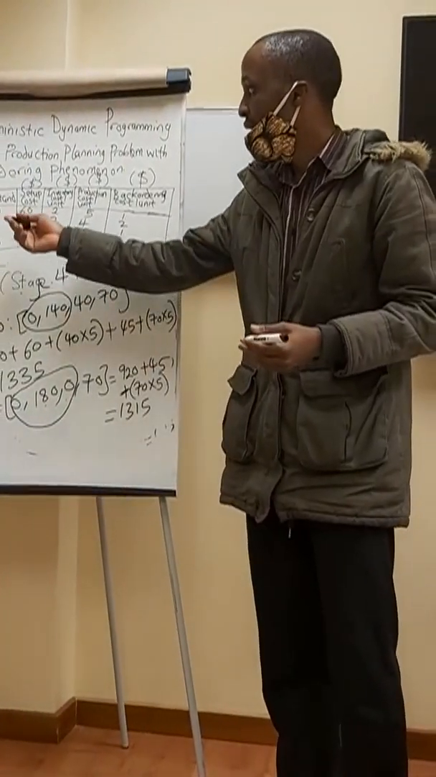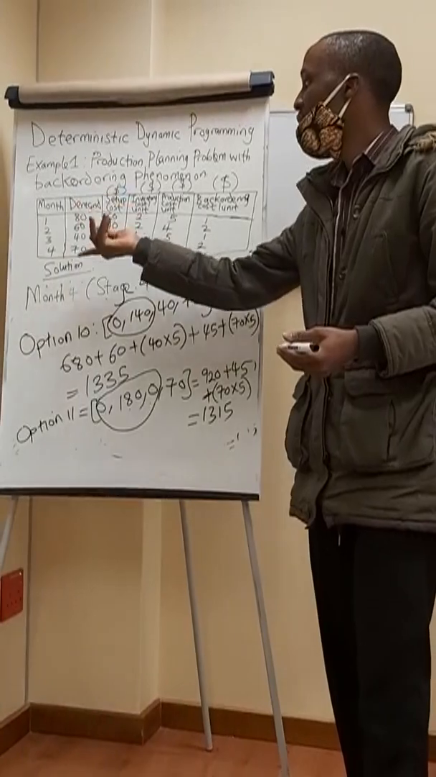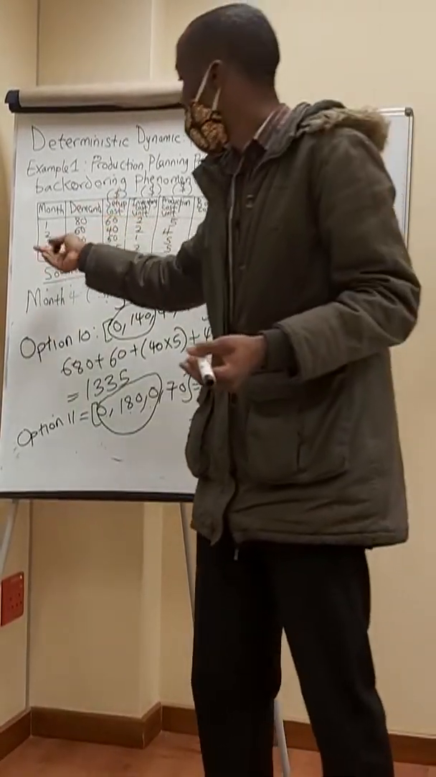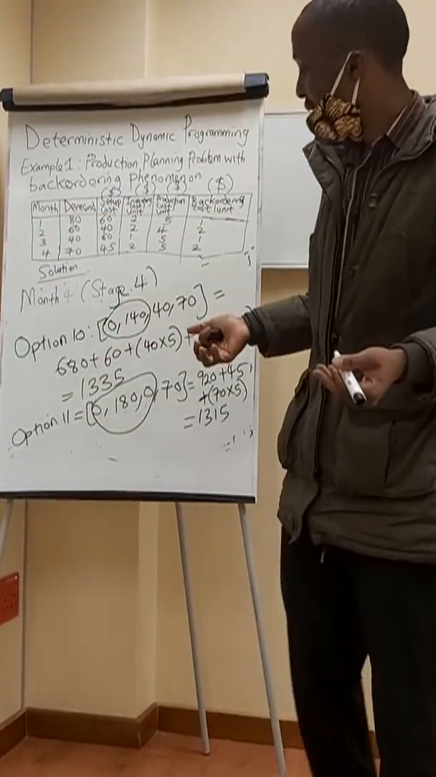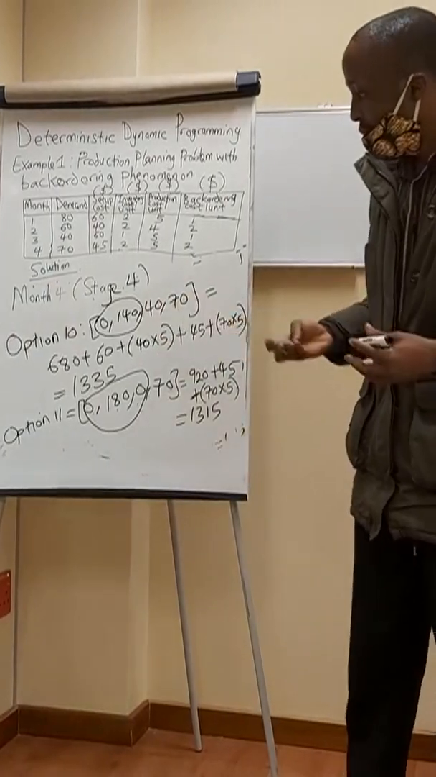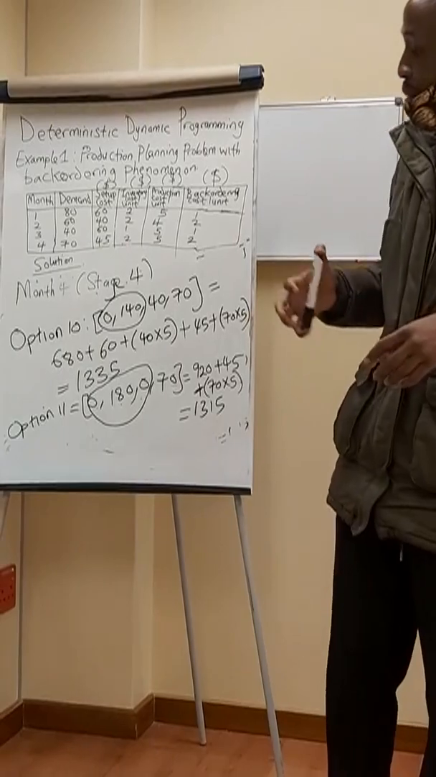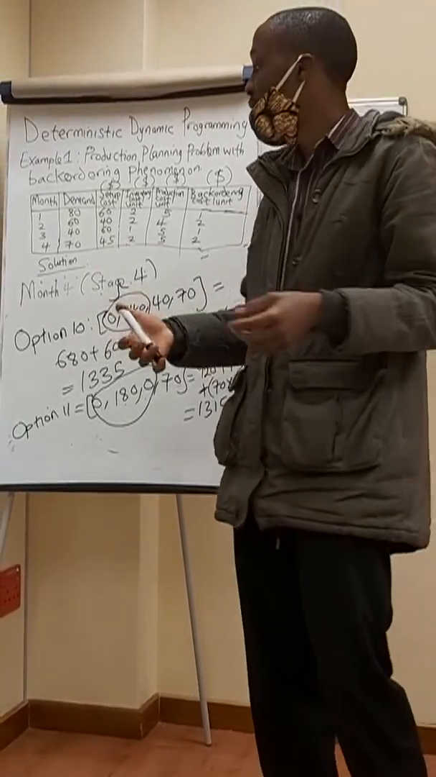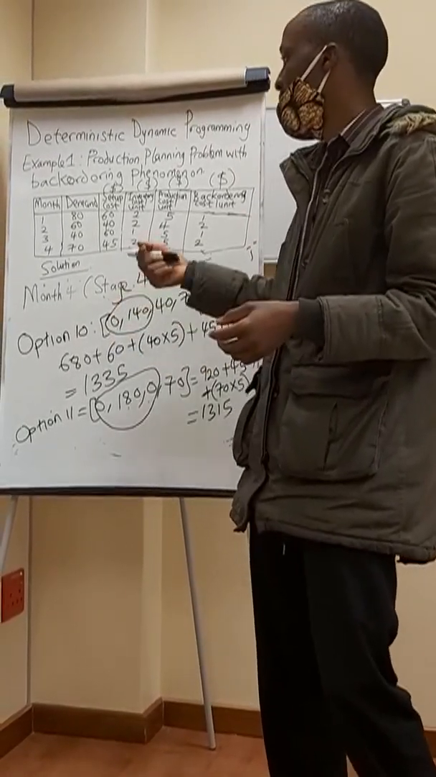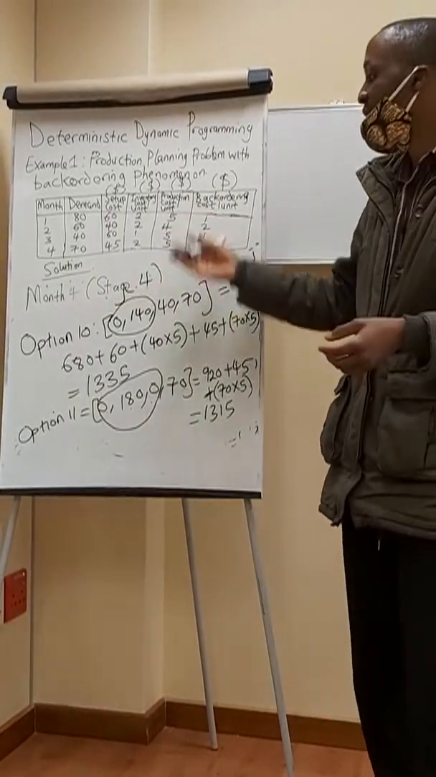So don't forget we have reached all the stages because we said each stage is each month. So we have got to month 4, which is stage 4. So at the end of this stage, we need to check in stage 4 what is the option that gives us the minimum production cost, because our goal is to find the best production plan and schedule that will minimize the cost of meeting this demand.